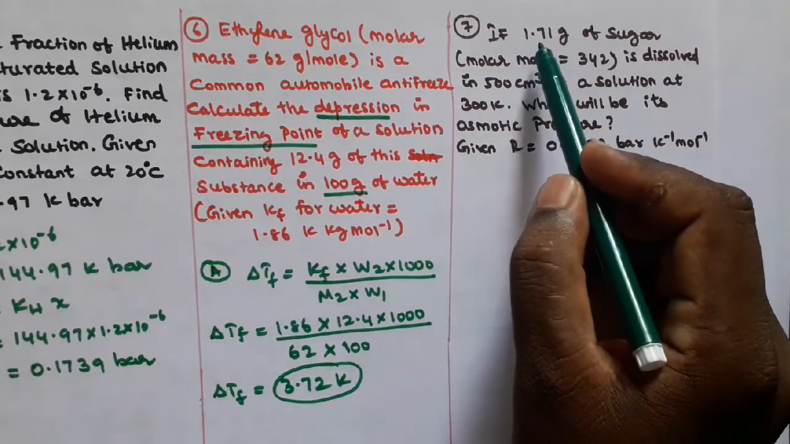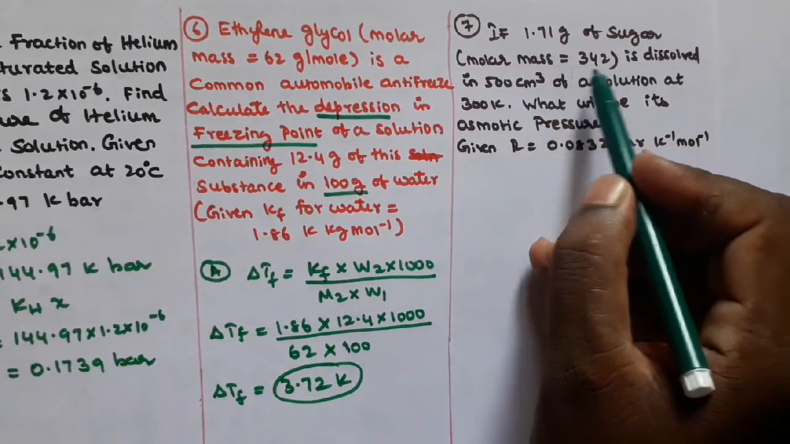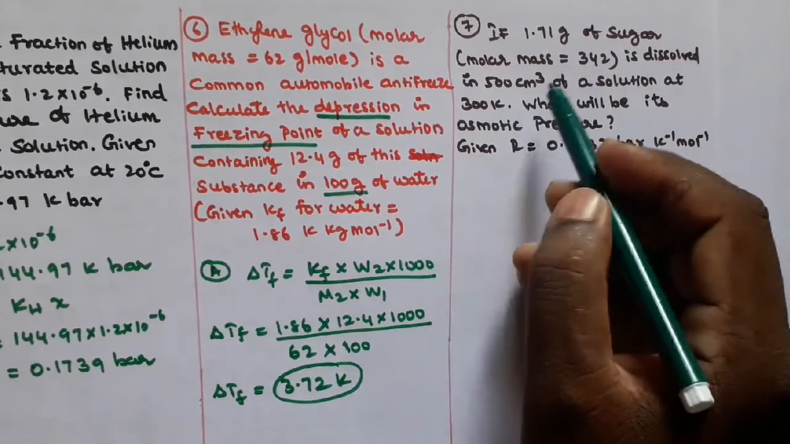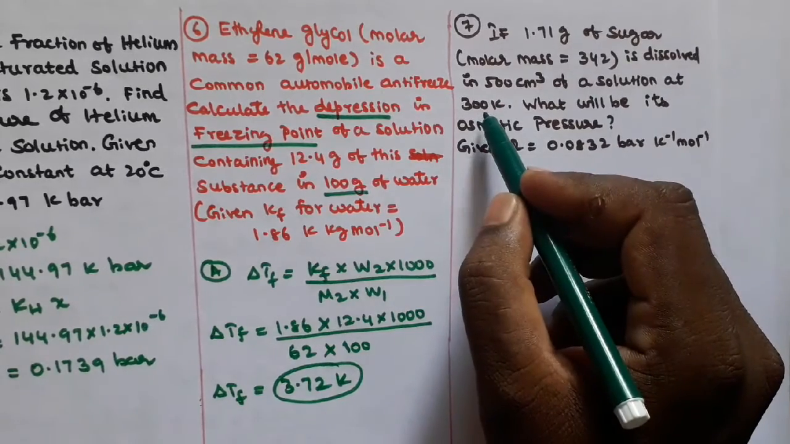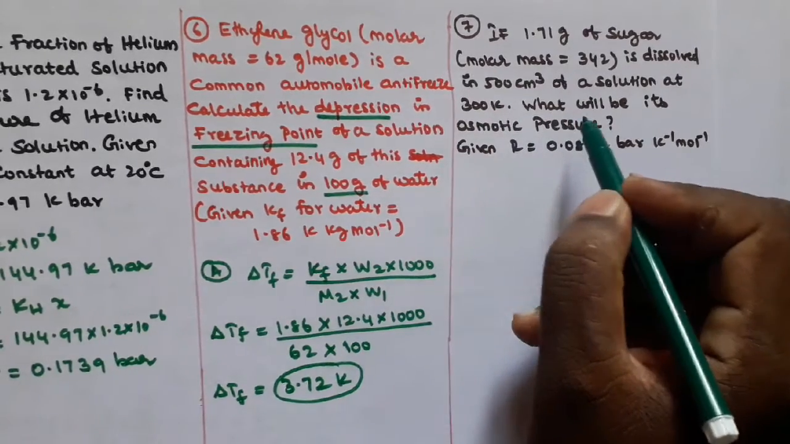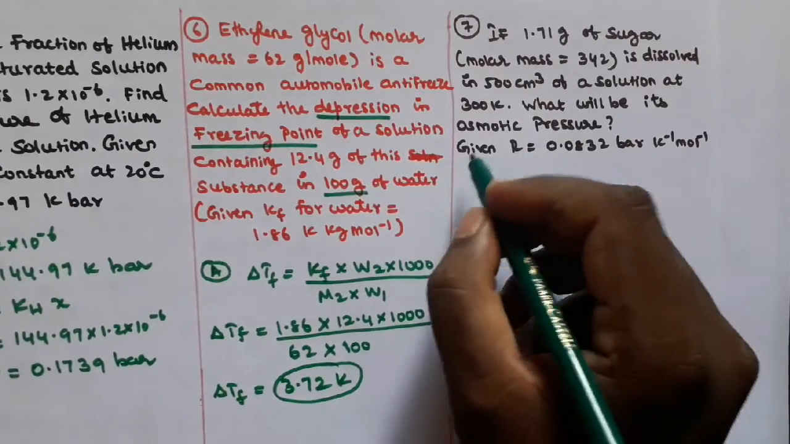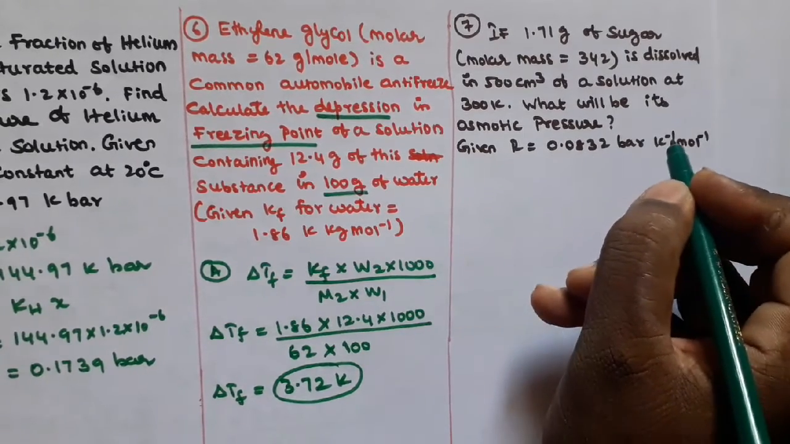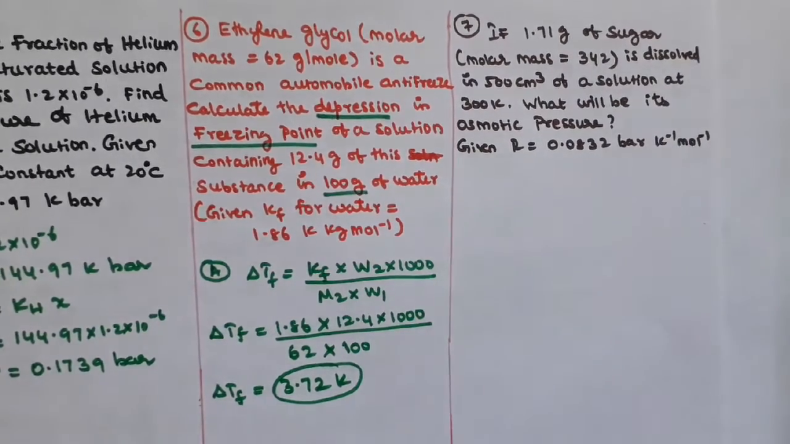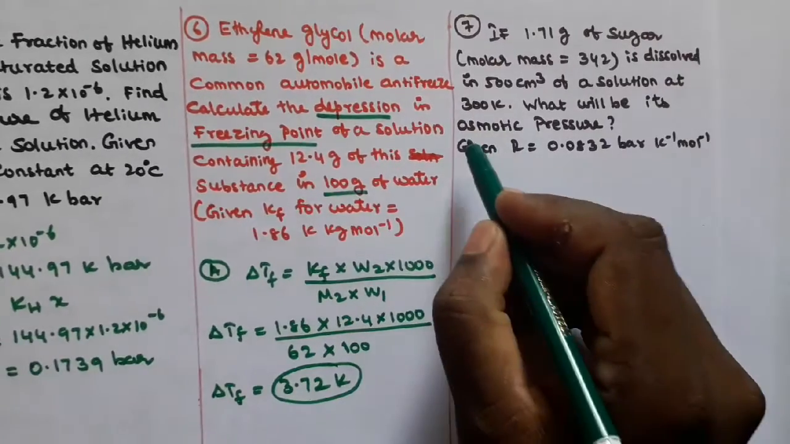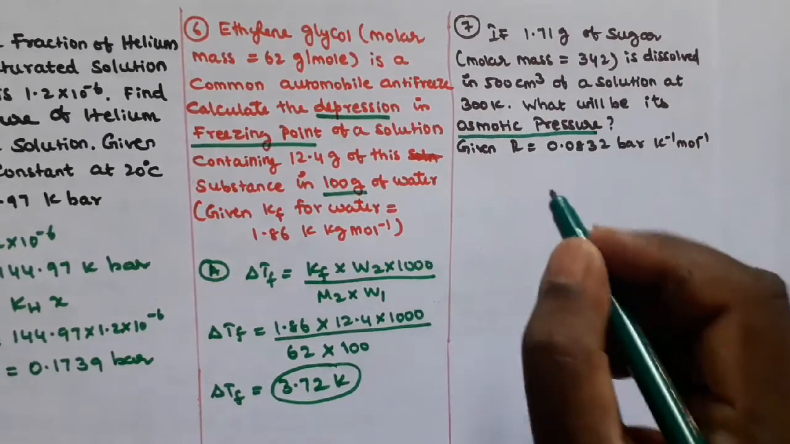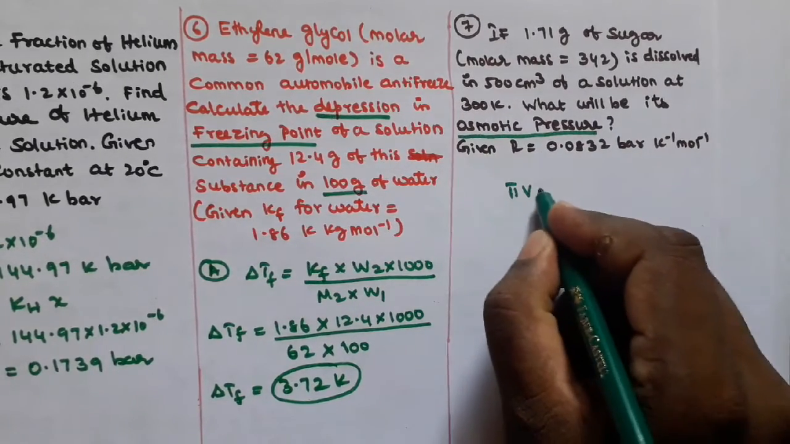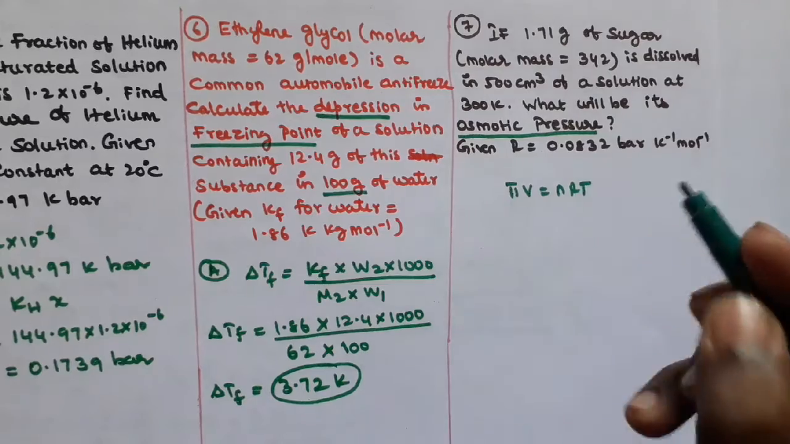If 1.71 grams of sugar of molecular mass 342 is dissolved in 500 centimeter cube of a solution at 300 Kelvin, what will be its osmotic pressure? Given R is equal to 0.083 bar liter per Kelvin per mole. This is from osmotic pressure, so we have to calculate only the osmotic pressure. The formula is pi V is equal to nRT.